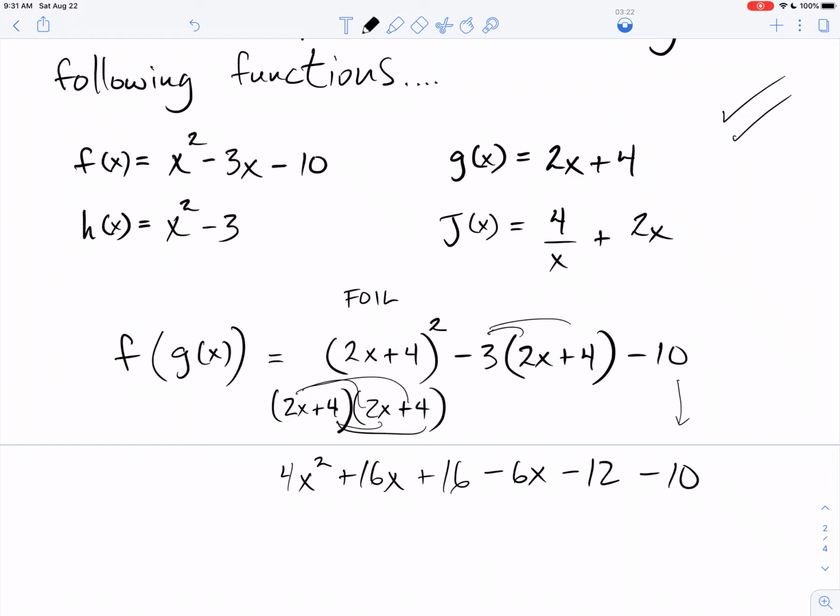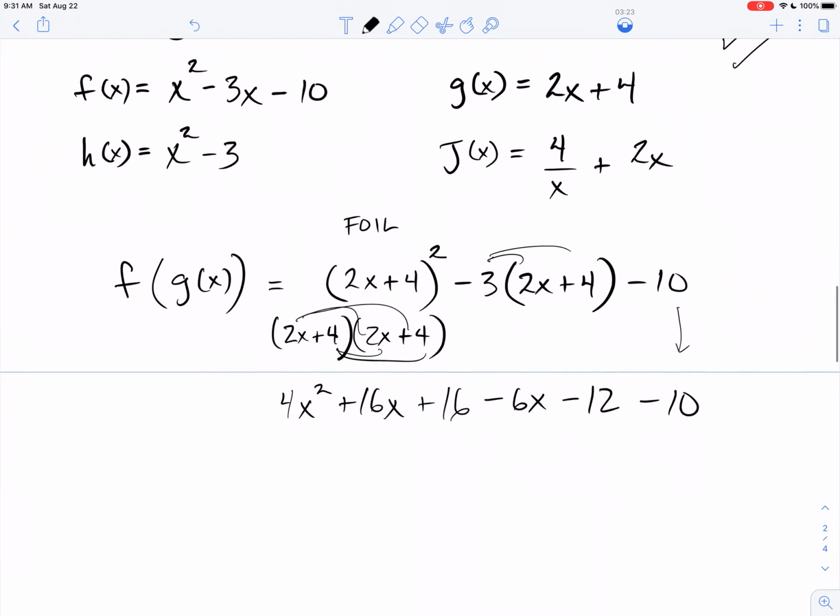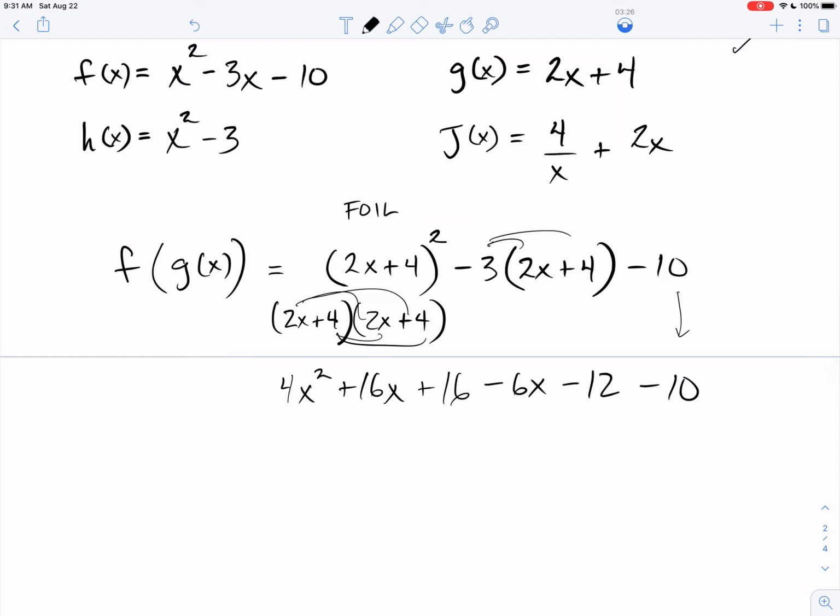Let's combine some like terms, and lo and behold, I will get 4x squared as my leading term. Highest power should go first, let's be polite. Then I will have 16x's, take away 6x's, that would give me 10x's. And then 16, take away 12, take away 10, would be a fancy way to say -6. That would be the name of f of g of x.